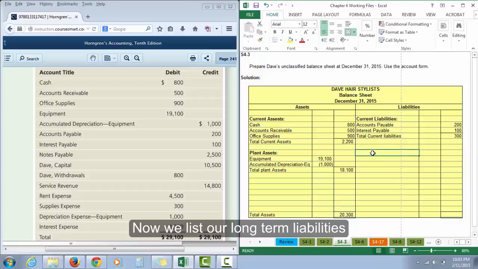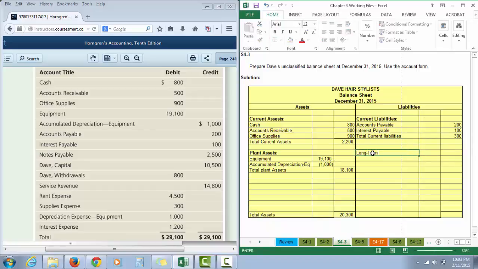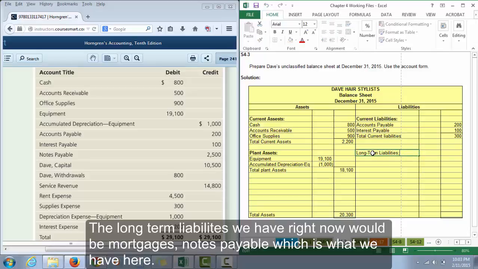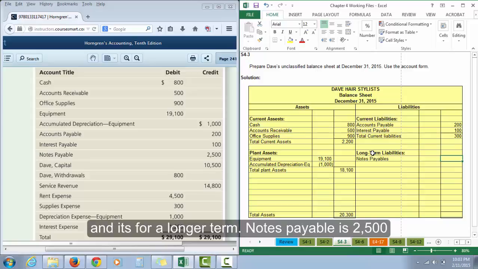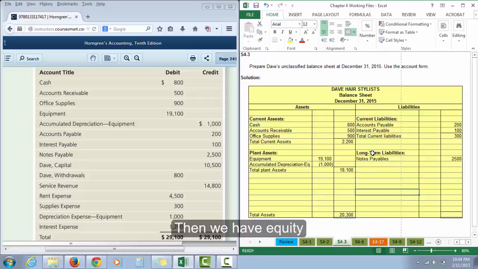Then we're going to come down here and list our long-term liabilities. Now, the long-term liabilities we have right now will be like mortgages or notes payable, which is what we have here. And those were long-term, if you remember, because we usually have to sign an actual note, we pay interest, and they're for a longer term. So the notes payable is $2,500. And then we'll have our equity.